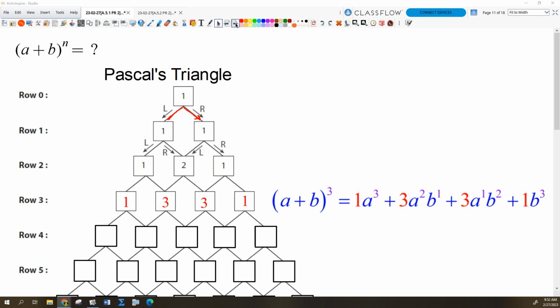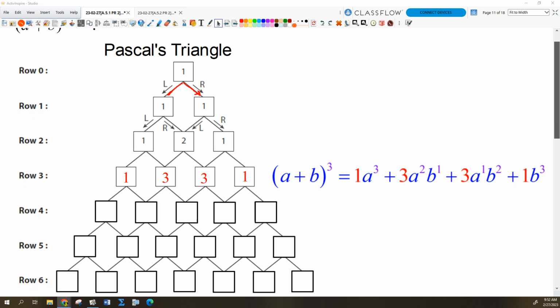So the first term, it's 1 a cubed b to the 0. We don't even write the b to the 0 part. Plus, next term, 3 is the coefficient, a squared b to the 1. Look, the a dropped by 1, the b increased by 1. Next term would be 3, now the a drops to a to the 1, the b increases to b squared. And then finally, the last term is 1 b cubed. See how it works? Okay.